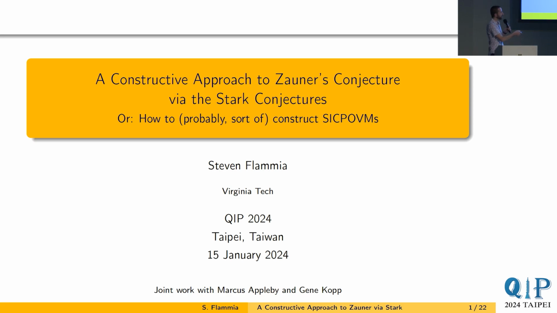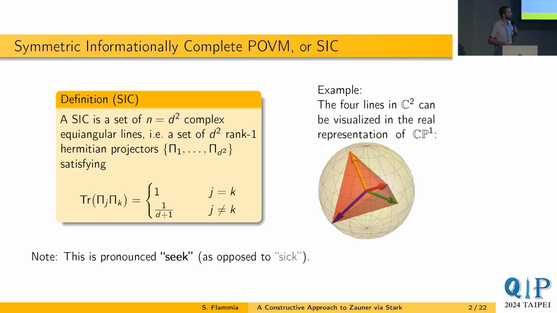This is joint work with Marcus Appleby and Gene Kopp. And an alternative title is How to Probably Sort of Construct SIC POVMs. I'll be slightly clearer about what I mean by that later.